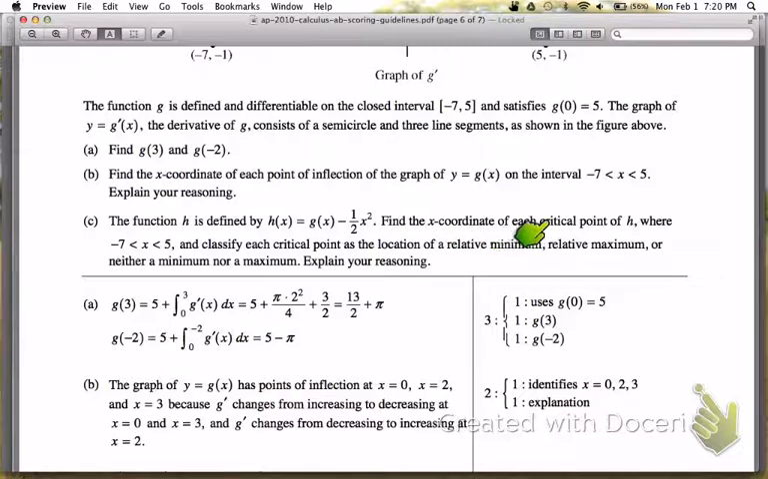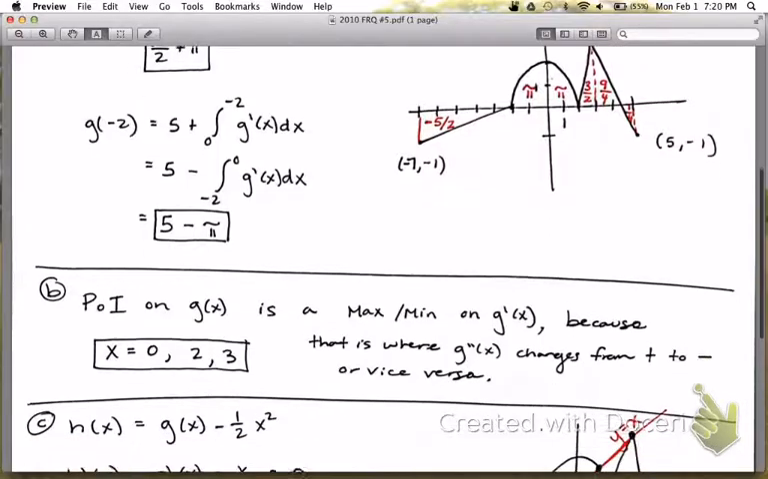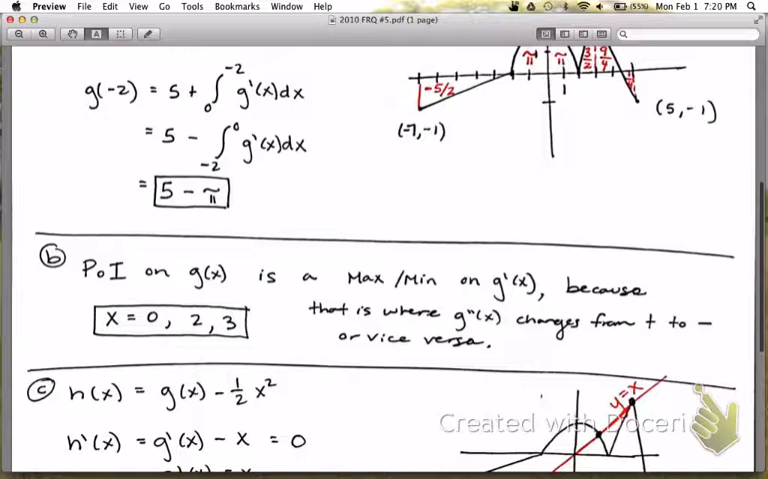Critical points. Okay, as soon as you read those words, critical points, it should kind of trigger in your brain that we need to find the derivative of h of x, because the derivative of h of x is going to give us the first derivative, and that's how we can figure out the critical points. So if I find the derivative of h of x, you can see it down here, it would be g prime of x, and the derivative of 1/2 x squared is negative x. So this is the derivative.